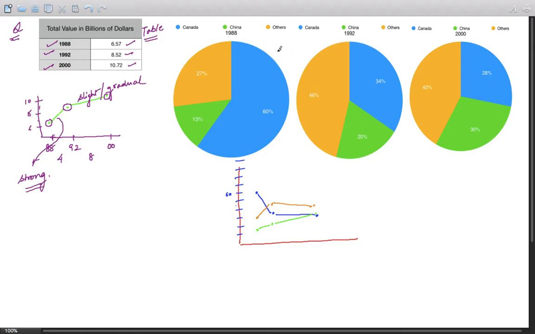Now let us come to the pie charts and try to find out whether some information extraction is possible. These are the 3 years, 88, 92, and 2000. This is Canada, others, and China. Now I've plotted it again on a line chart, and the colors are the same. So let us first talk about Canada first. And you can, on the one hand, say it was 60%, then it dropped to 34%, about half, and stayed almost over there.